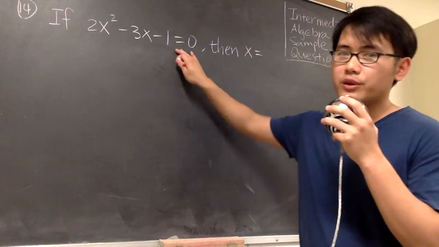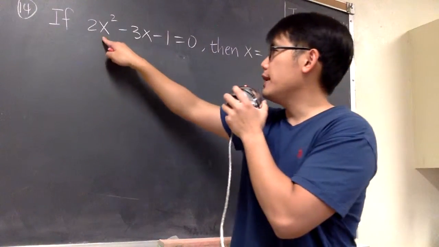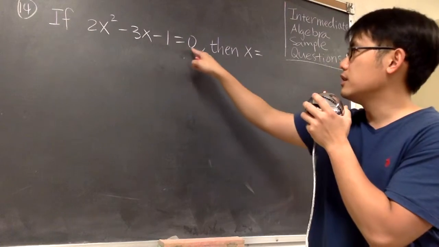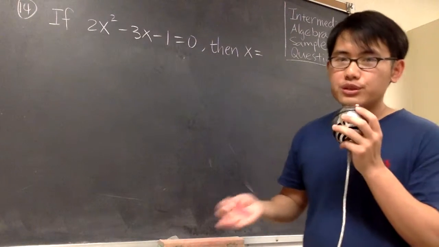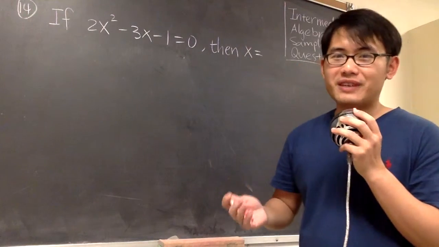For number 14, we are going to solve this quadratic equation. We have 2x squared minus 3x minus 1 is equal to 0. And usually to solve a quadratic equation, we should try to do it by factoring first.